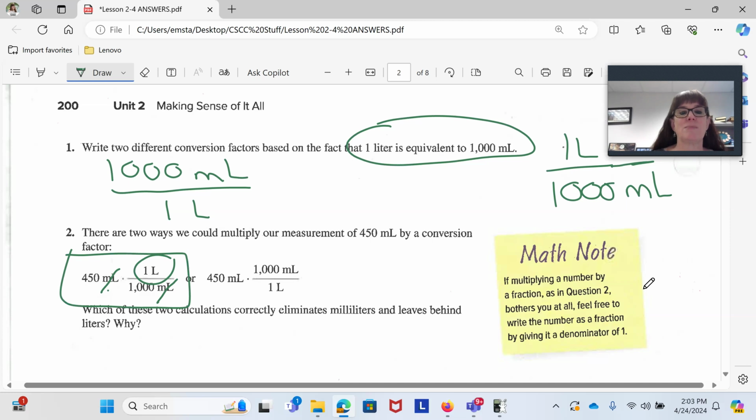That is the correct one, because if I do the other one, nothing cancels and I end up with milliliters times milliliters, which is milliliters squared over liters, and that means nothing. It's nothing we understand, nothing we know. So we definitely want to use the first calculation.